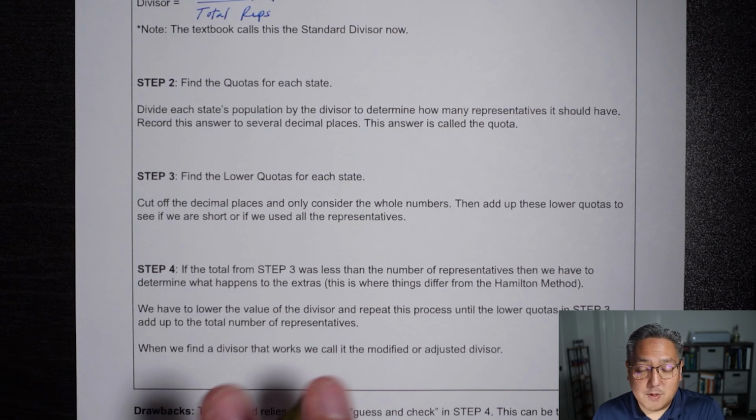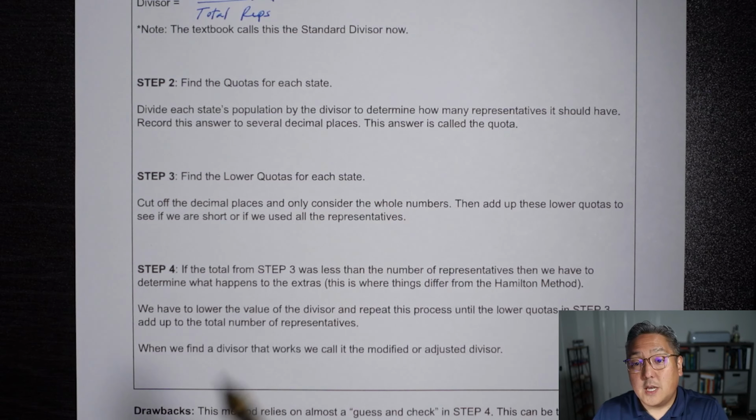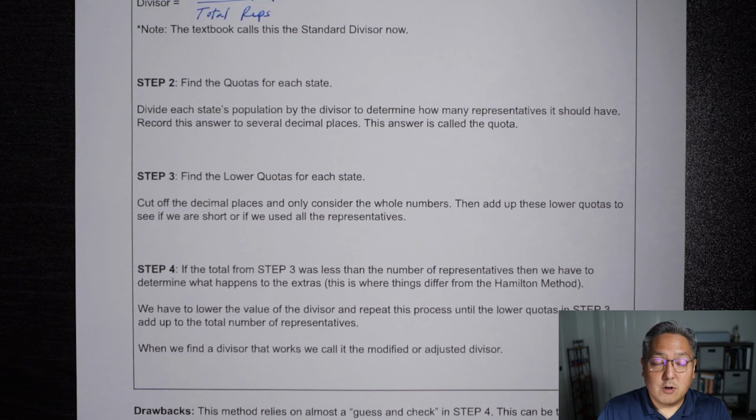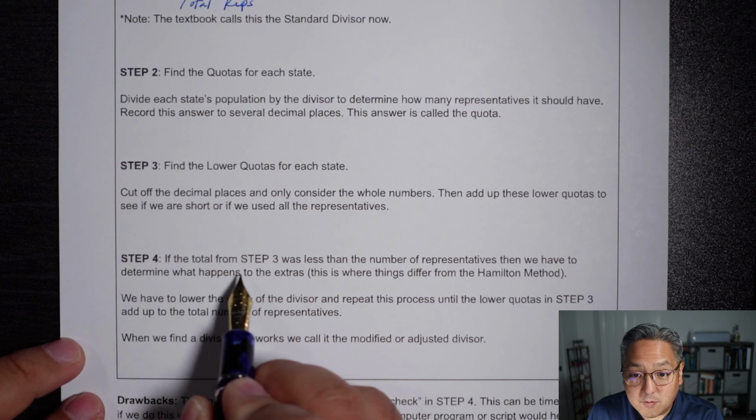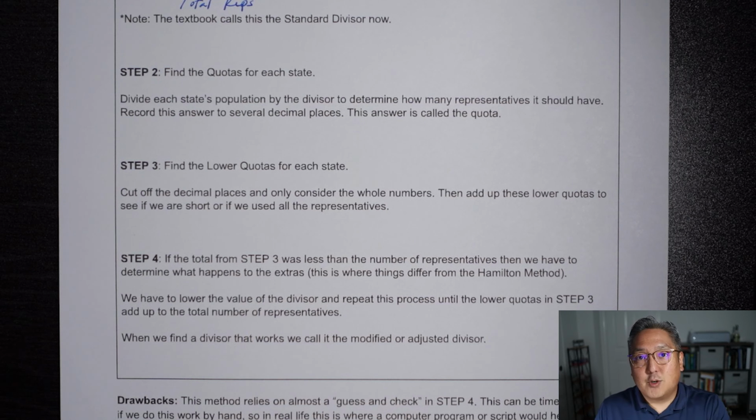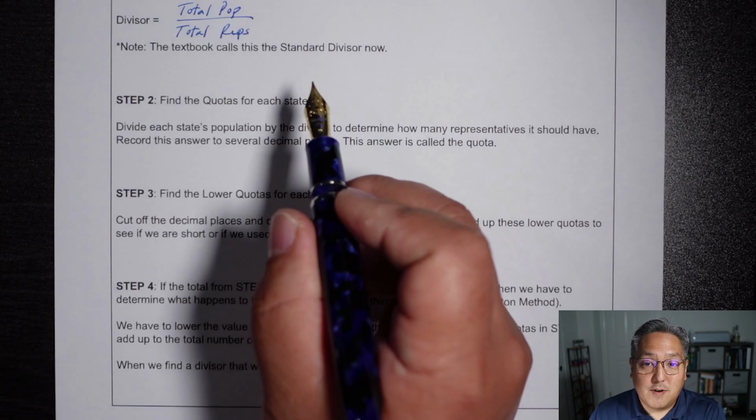And remember, with the Hamilton method, we added up those lower quotas and we tried to see if we got our total number of representatives. Well, for the Jefferson method, we're going to do the same thing. We're going to add up those lower quotas. What's different here is, instead of using decimals to figure out who gets the extra, if we have any extras, we're going to use the total from step three. And we're going to say, okay, if that total is less than the total number of representatives, right, then that tells me I have to do something different with my divisor that I started with.